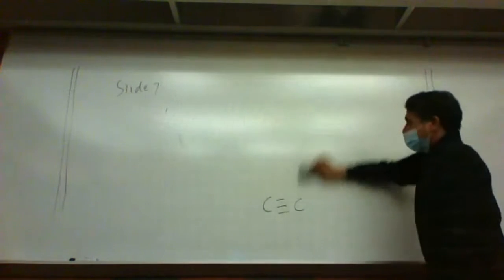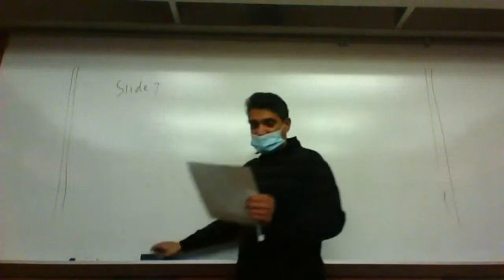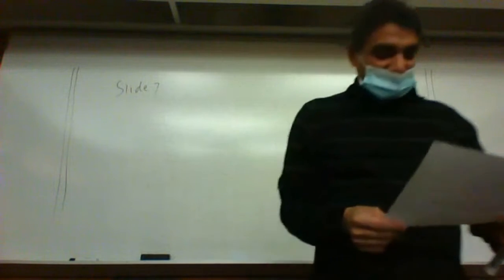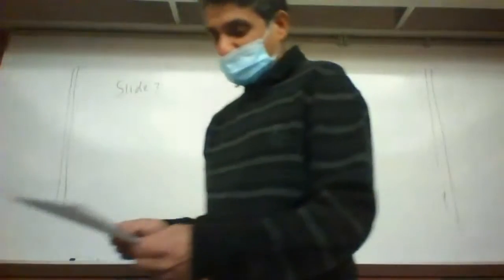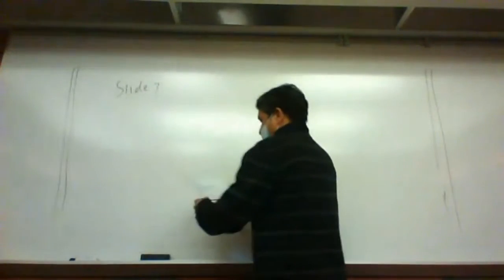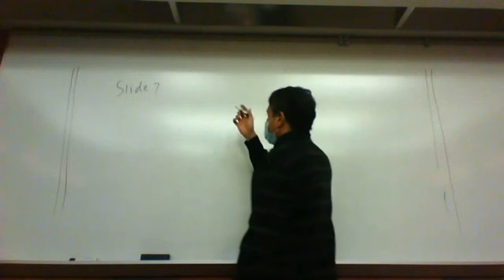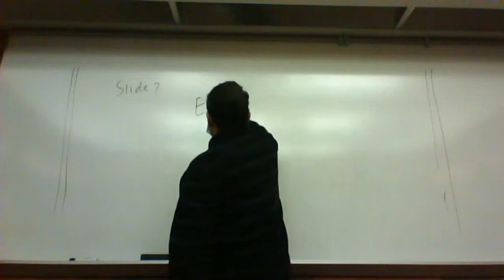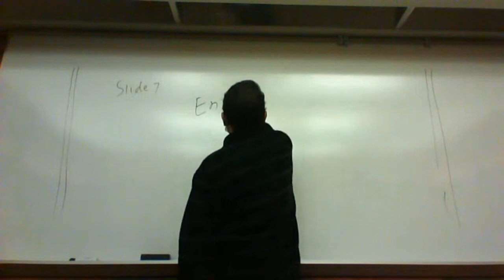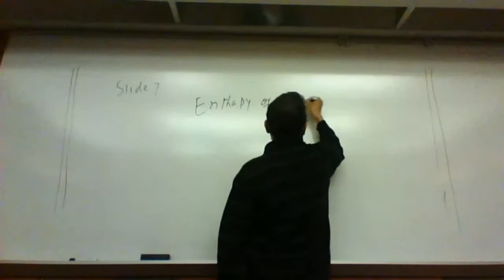Now we have an example here. So let's do that example. Now I am in slide number 11. We will use slide number 10 in slide number 11. We have a problem here. So let's do that problem. Using the bond enthalpy, calculate the enthalpy for the reaction, the enthalpy of a reaction.